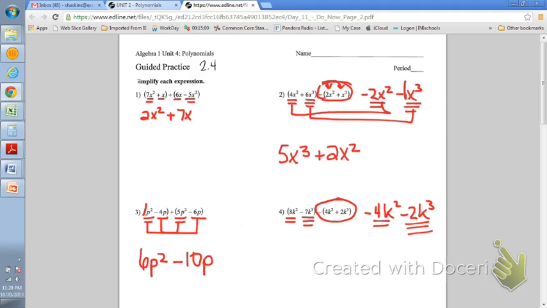Combine my like terms, highest degree first. Those are the same sign, so I have to add. Negative 7 and negative 2 equals negative 9, k to the third. K to the second combines with the negative 4k to the second. Those are opposite signs, so I have to subtract. 8 minus 4 is positive 4, k to the second.